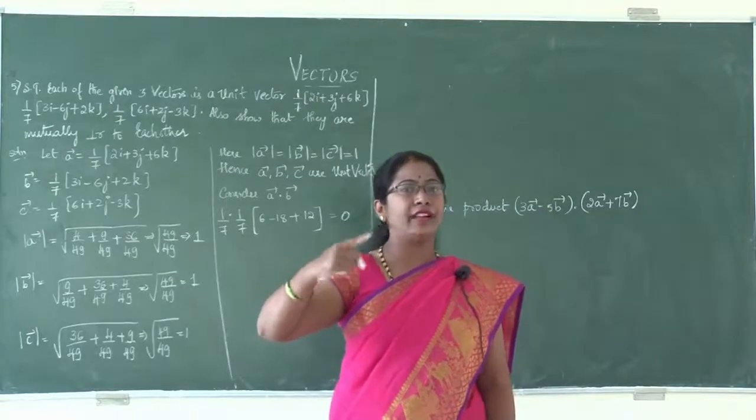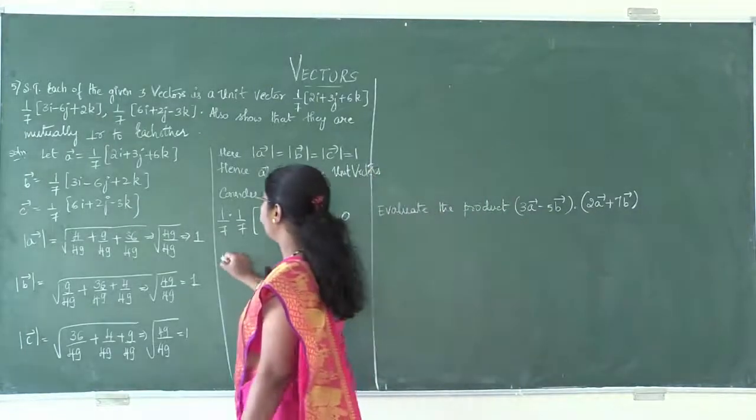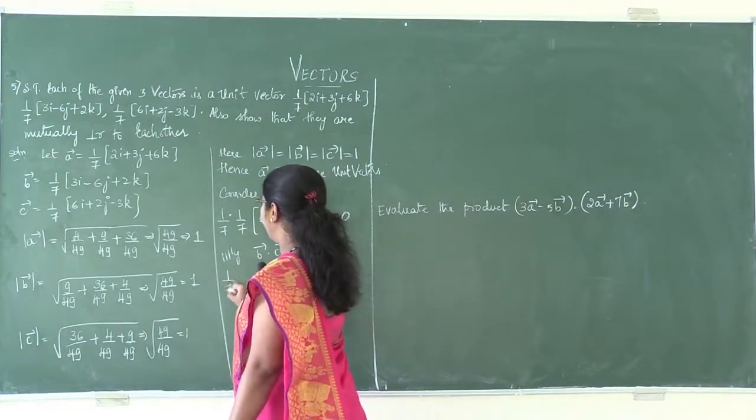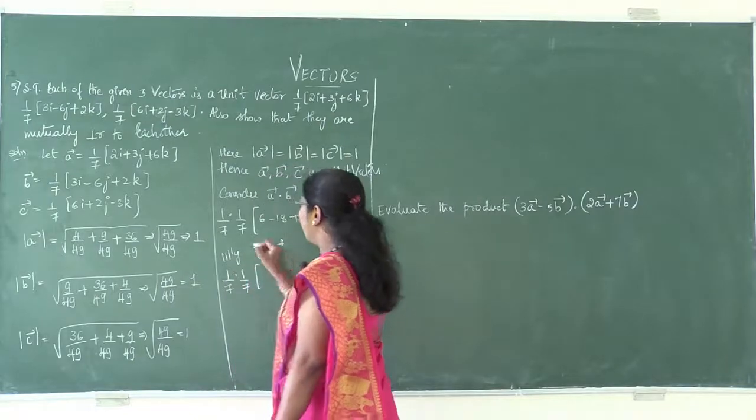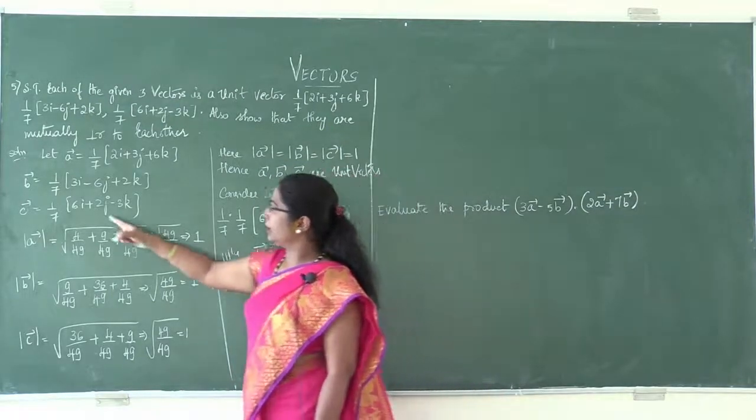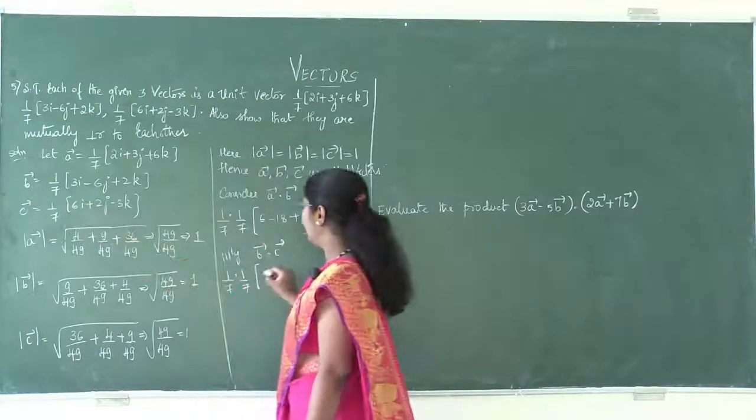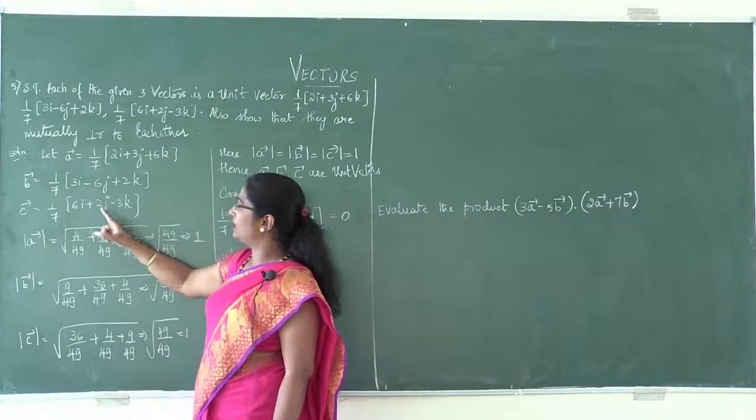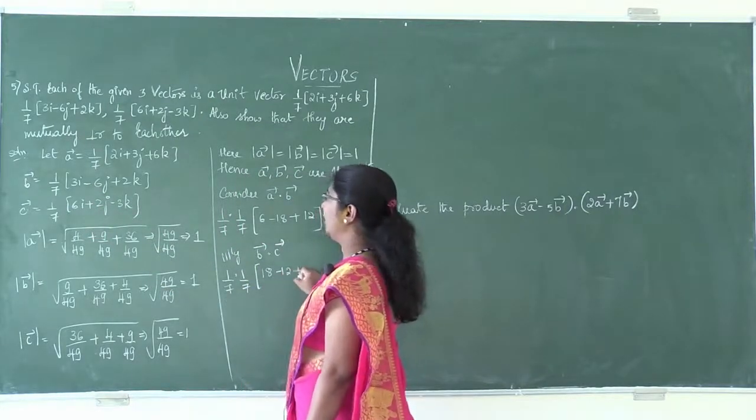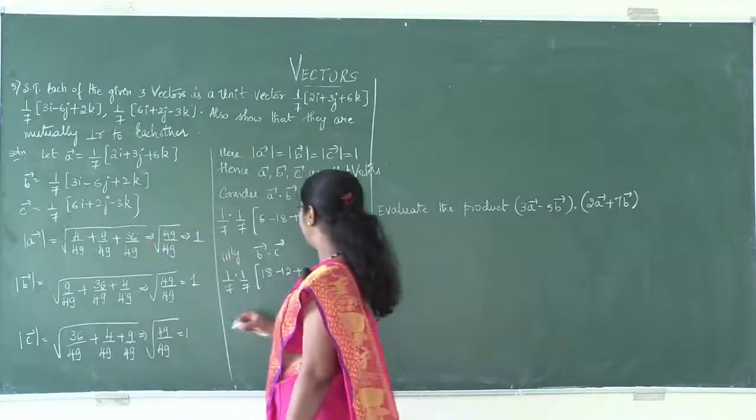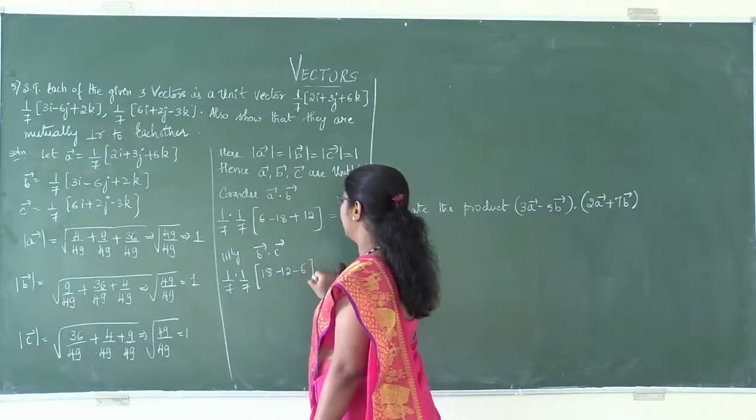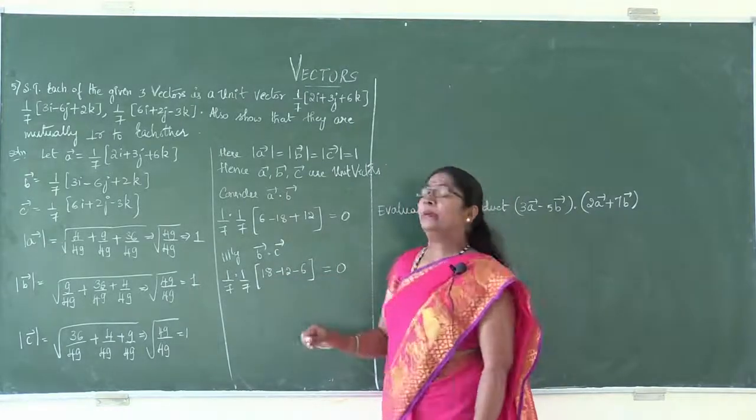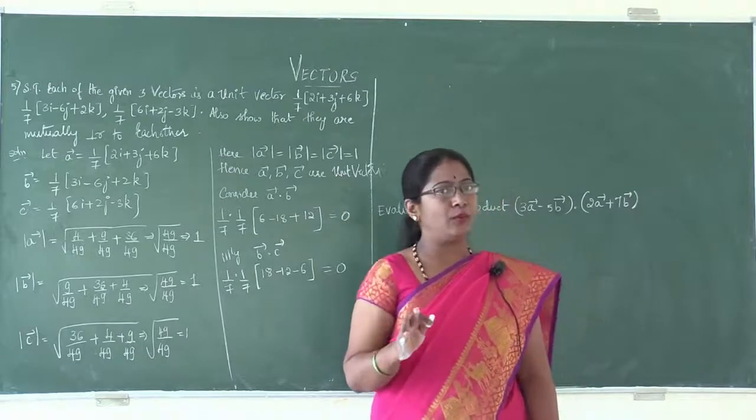Similarly, consider vector B dot vector C. 1 by 7 into 1 by 7. What is vector B dot vector C? 3 into 6 will be 18. Minus 6 into plus 12 will be minus 12. Again 2 into minus 3 will be minus 6. 18 minus 12 is 6, 6 minus 6 will be 0. Vector B dot vector C is also equal to 0.